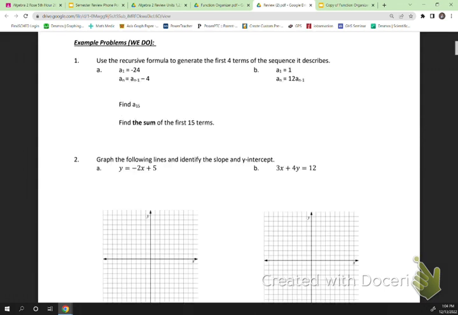It says use the recursive formula to generate the first 4 terms of the sequence it describes. A, you start with a sub 1 is negative 24. A sub n is taking the previous term and minusing 4. So it starts at negative 24. What would the next term be? Negative 28. And then the next term. Negative 32. And then the next one. Negative 34. Close. Okay, the first 4 terms. That's it.